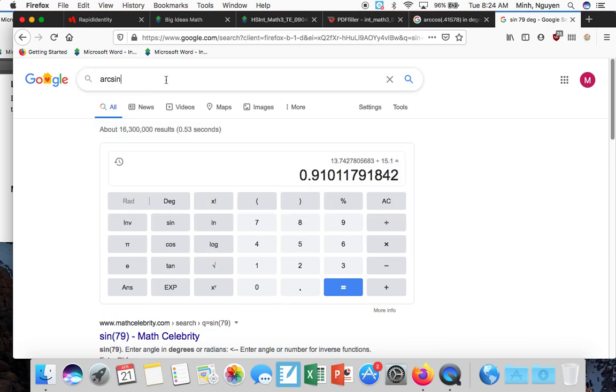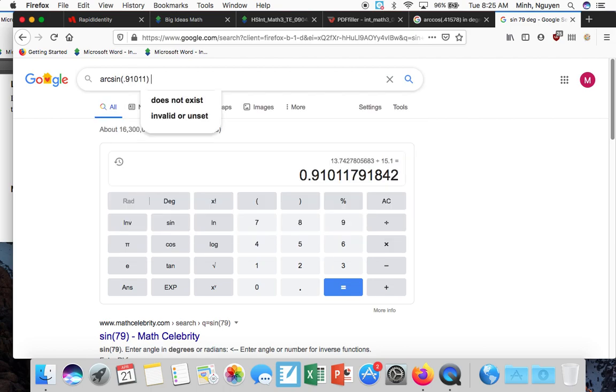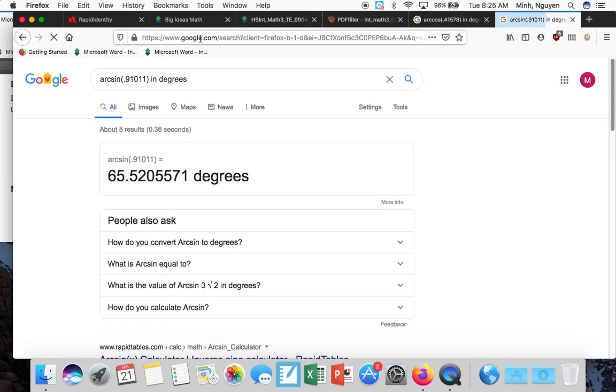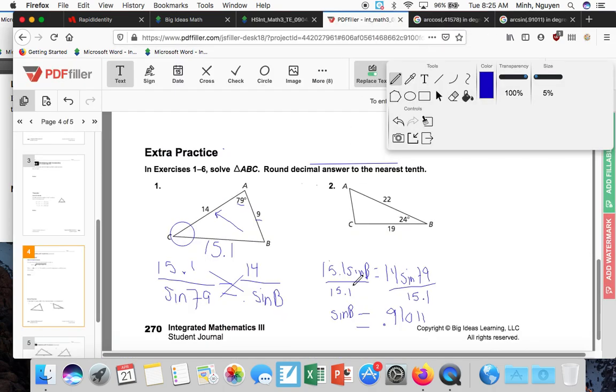Arc sine of 0.91011 in degrees. Oh, 65.5. Okay. So what did I do wrong, or why was it off by 0.1? Did I do anything inaccurately? No, I think I kept the ratios pretty closely. So you can do that, whichever one you prefer, whether you want to use the law of sines or the law of cosines, it's going to get you the same answer.